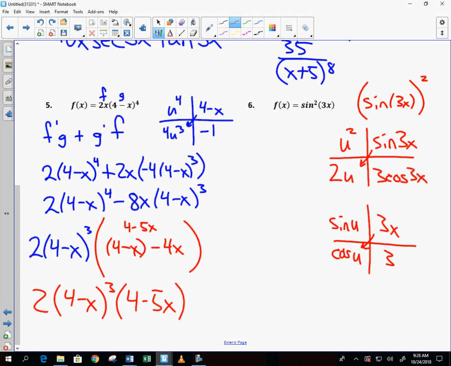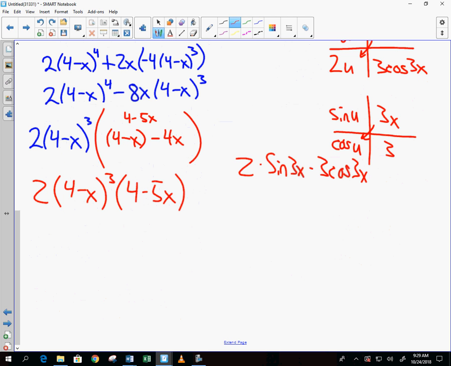What do I put in place of the u? Sine of 3x. So I have 2 times sine of 3x times 3 cosine of 3x. What terms am I allowed to multiply together? 2 and the 3 to make 6 sine of 3x cosine of 3x. Isn't that beautiful?